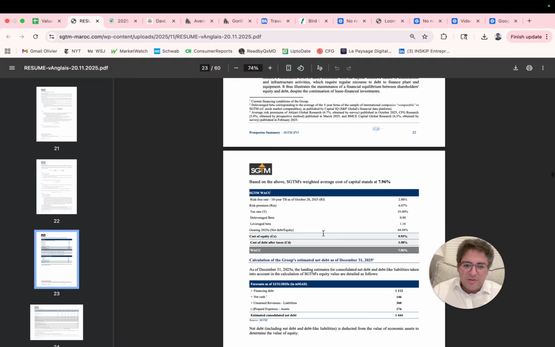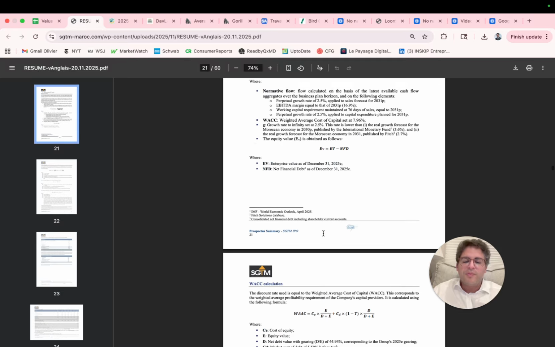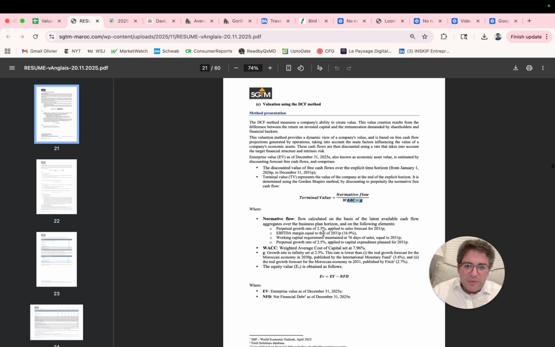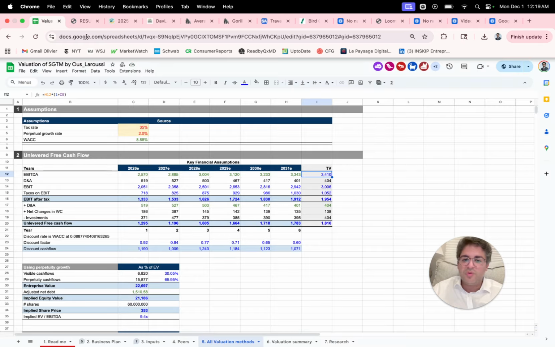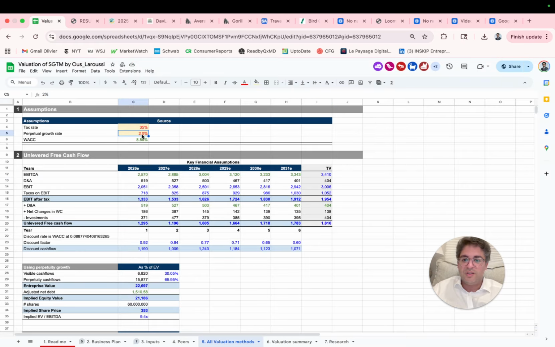So let me just not lose a lot of time, but I'll do it in another video. If you can read through here, you're going to know that the flow is calculated on the basis of the latest available cash flow over the business plan horizon. So they take the last EBITDA and increase it by 2.5%, which is why it's also very important when you play with this.